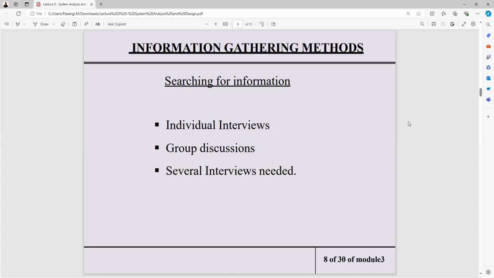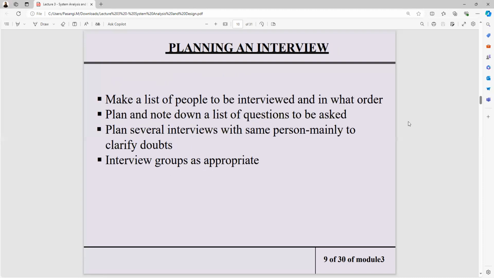Now the information gathering methods. What are the information gathering methods we have? The first one is searching for information. There we can do individual interviews to gather this data, and we can also have group discussions to collect this data, and at last we can have several interviews if needed. Sometimes we might use multiple interview rounds to collect all this data. That's how we normally search for this information.